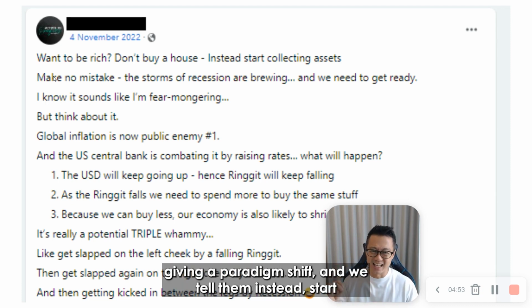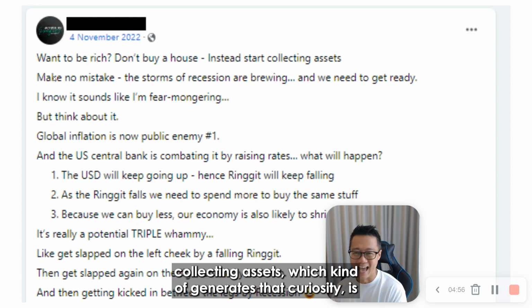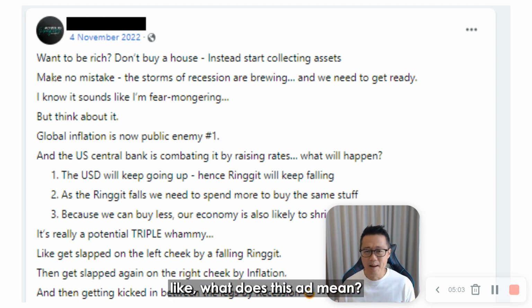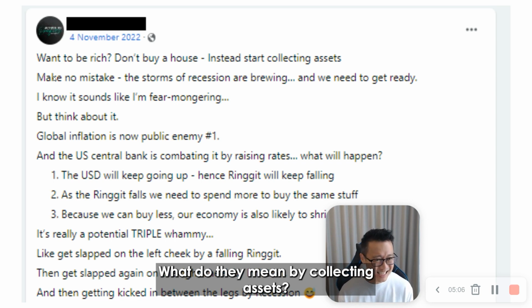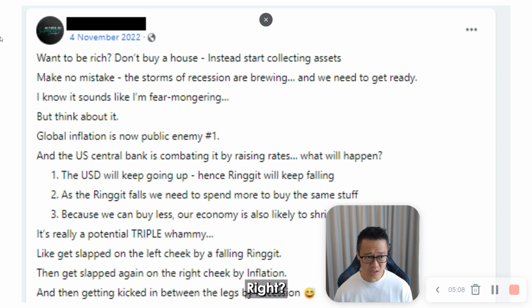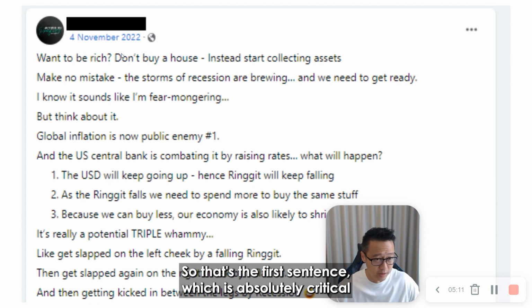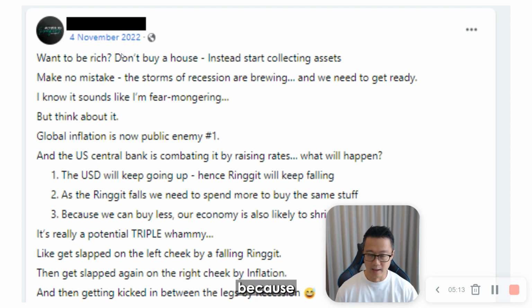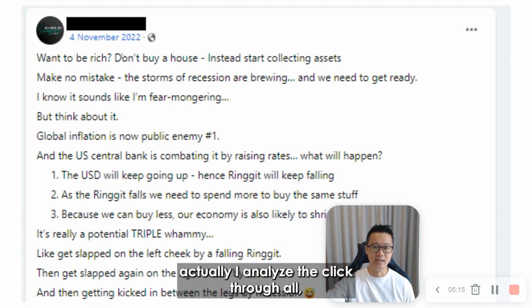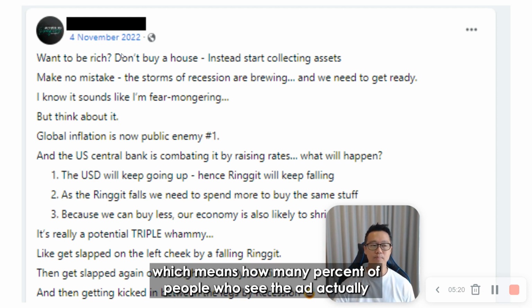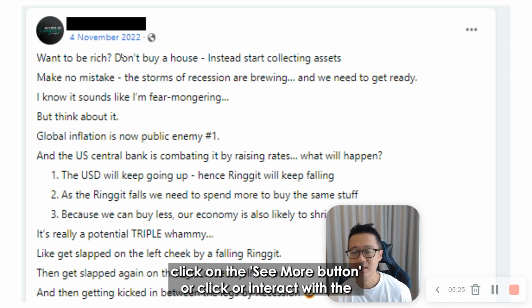And we tell them instead start collecting assets, which generates that curiosity. It's like, what does this ad mean? What do they mean by collecting assets? So that's the first sentence, which is absolutely critical. Because I analyzed the click through rate, which means how many percent of people who see the ad actually click on the see more button or interact with the ad.